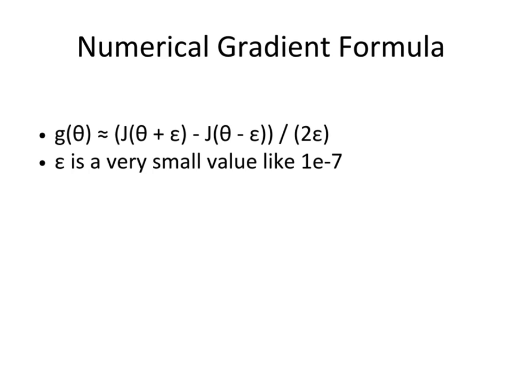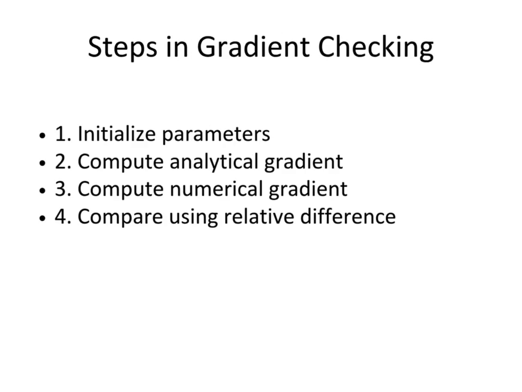That is the absolute difference between the two gradients divided by the sum of their absolute values. If the result is less than 1e-7, your gradient is correct. If it's higher, there might be a bug in your backpropagation code.